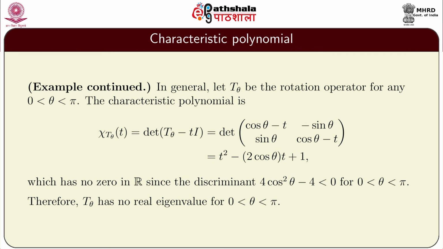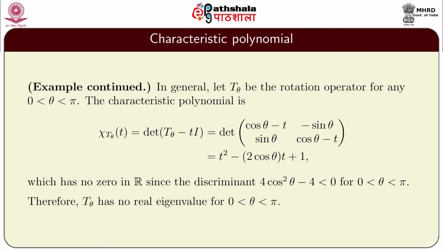Therefore, the characteristic polynomial of T is chi T of t, which is determinant of T minus tI, that is determinant of the matrix minus t I2, where I2 is the 2 cross 2 identity matrix. So, it is going to be determinant of the matrix with minus t, minus 1 in the first row and 1, minus t in the second row, and the determinant is going to be t square plus 1. But we know that t square plus 1 has no root in R. Therefore, the operator T pi by 2 has no real eigenvalue.